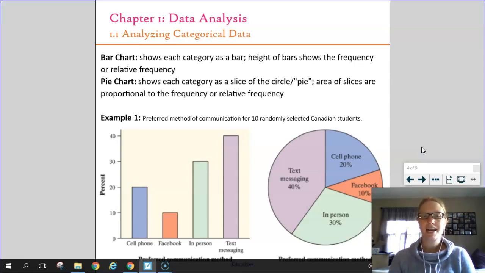Similarly, in the pie chart, I see each category as a slice of the circle or pie. The area of the slices are proportional to the frequency or relative frequency. So again, it's very easy to see that Facebook was the least chosen method with only 10% of the pie, whereas text messaging was the most preferred method with 40% of the pie. It's important that both the bar chart and the pie chart were able to proportionately show which method is most preferred and least preferred.